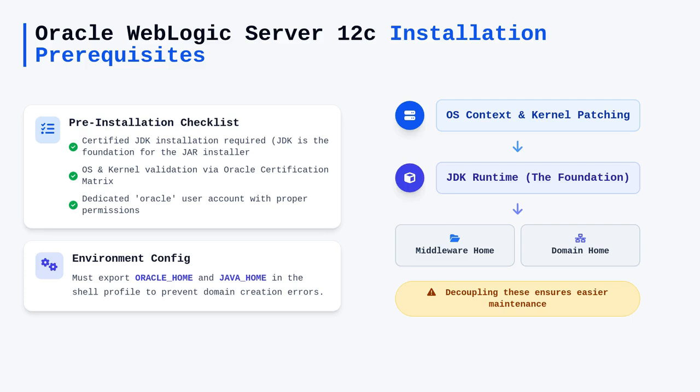Once the directory structure is finalized, you must verify that your environment variables, specifically Oracle Home and Java Home, are correctly exported in the shell profile. This preparatory work forms the backbone of any stable middleware installation and prevents the cryptic errors that often surface during the domain creation phase.